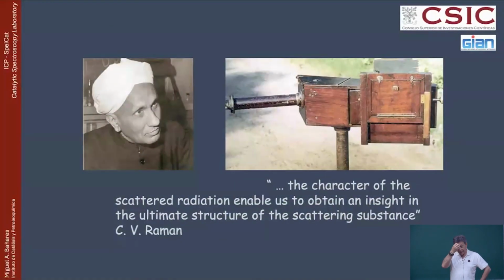So here you have not a Raman spectrometer, you have Raman's spectrometer. This is his spectrometer, which is in the campus in the Foundation of Science in Calcutta. And basically what Raman said already during the Nobel Award ceremony that he got because of this, that the character of the scattered radiation enabled us to obtain an insight in the ultimate structure of the scattering substance. And that is very true, probably even more than what he originally thought, because we can really get a major insight about what is happening in these materials that we are characterizing by the technique that has his name.